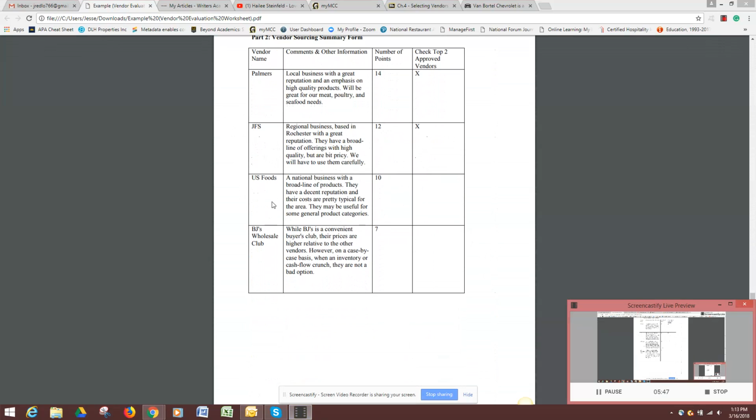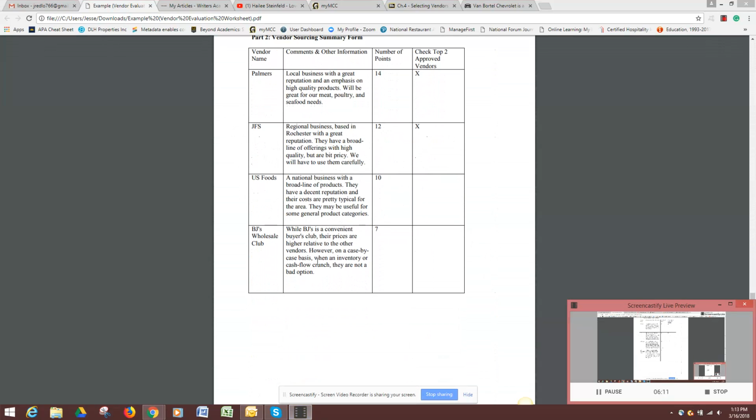US Foods, as I've said earlier, is a national business with a broad line of products. They have a decent reputation and their costs are pretty middle of the road. So they're not a bad option for some general product categories like a lot of dry goods and things of that nature. They're not my top 2, but I would still advise using them for certain categories.